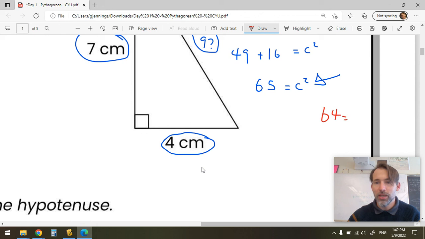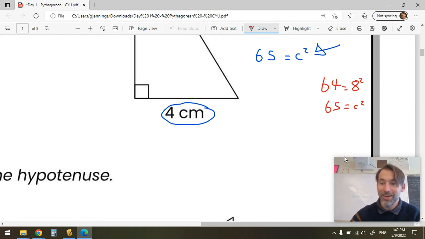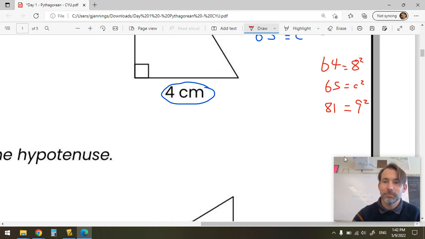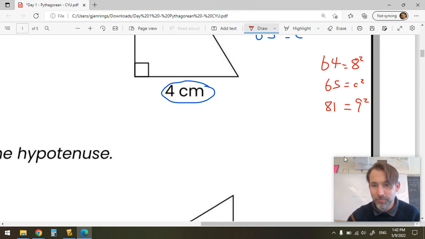64 would be equal to 8 squared. C squared happens to be 65. And if we go up one notch from 8, 9 squared is 81. So this tells me C is some number greater than 8, but less than 9.